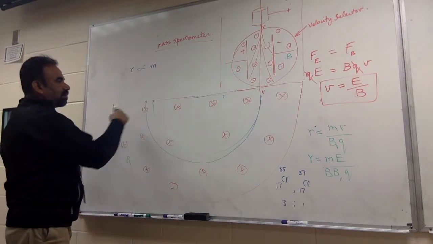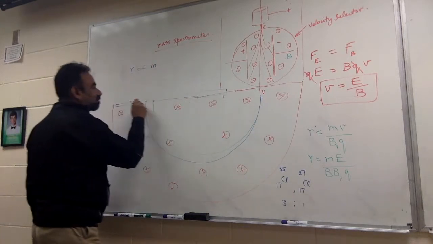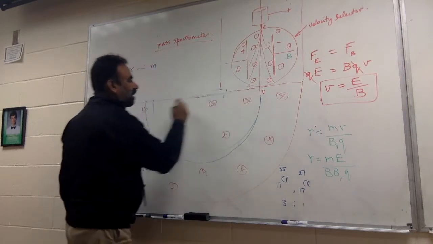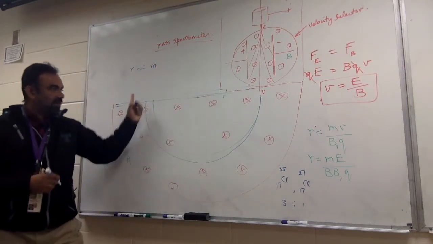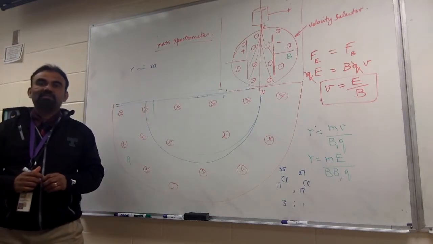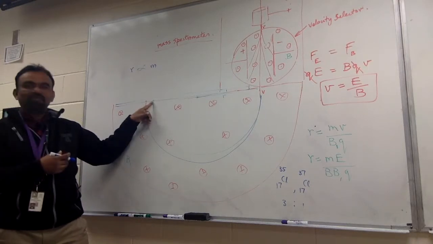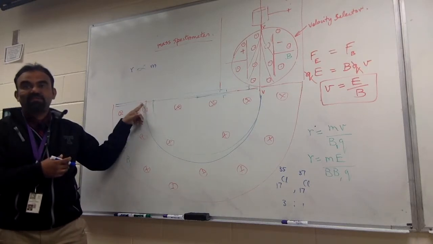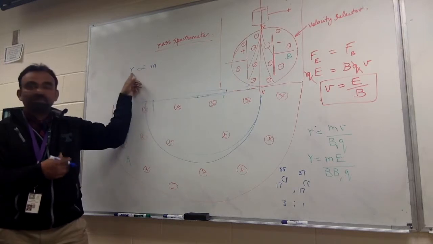Now what do I mean by spot? This is a photographic plate. This part over here is a screen or a photographic plate. So when these ions come and fall on the photographic plate, it causes an illumination, a spot. So you can see the spot and then decide, okay, one of them is landing here and the other is landing here. Which one's got a smaller radius?